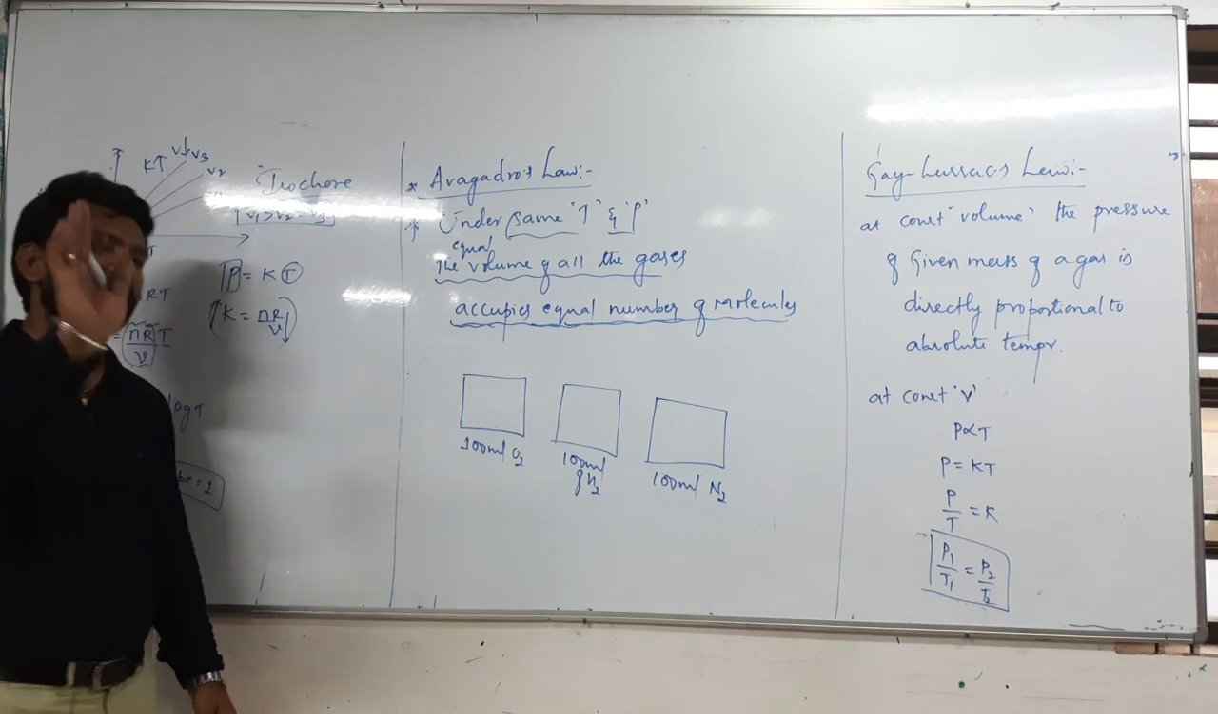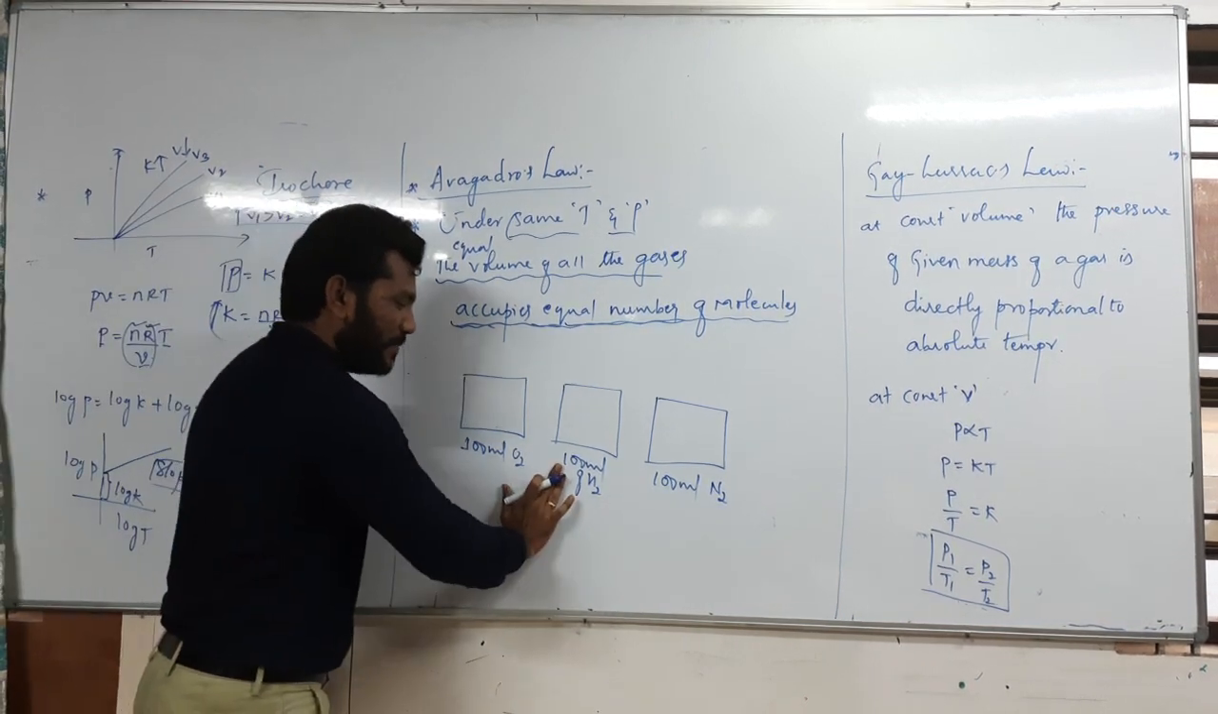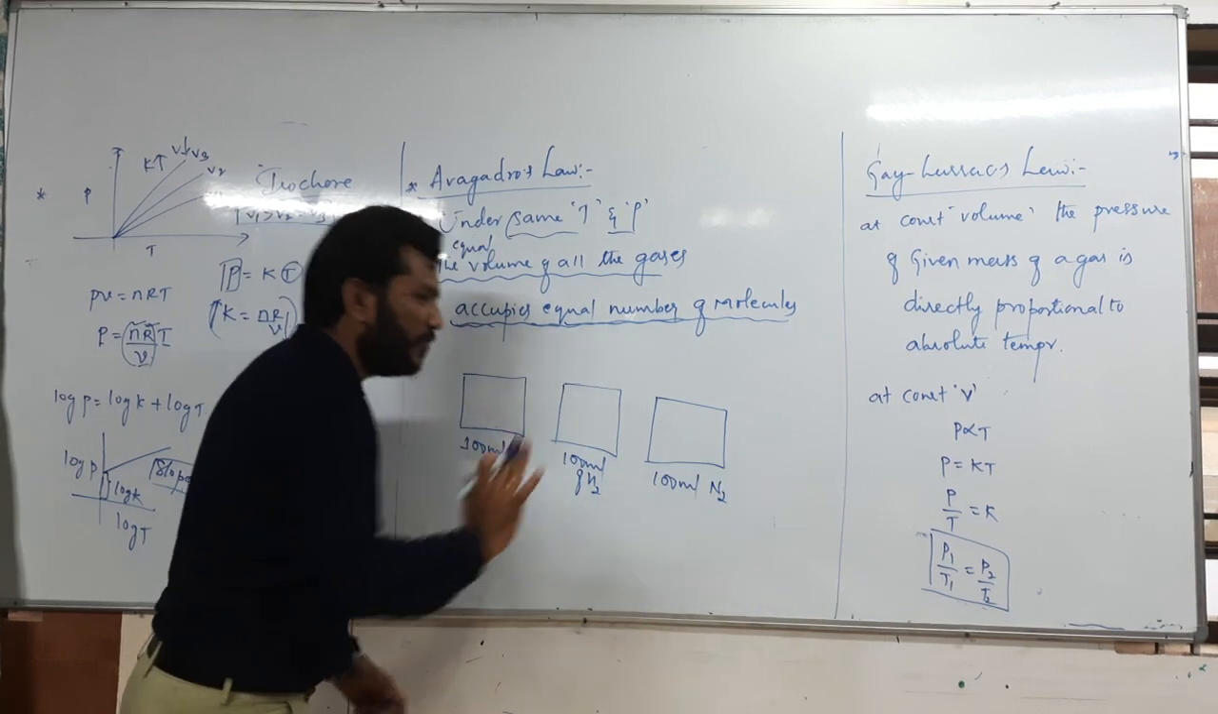So 100 ml of oxygen, 100 ml of hydrogen and 100 ml of nitrogen.